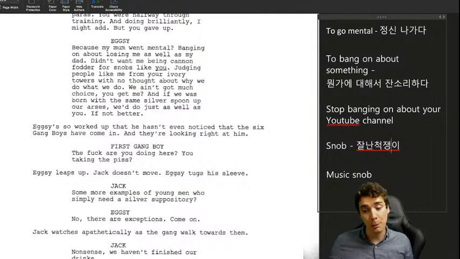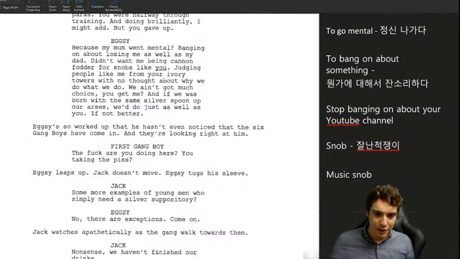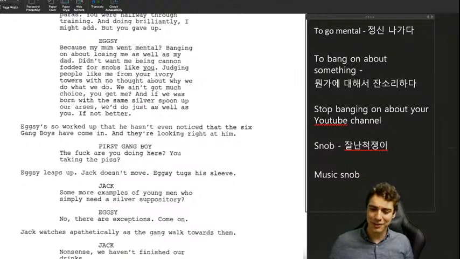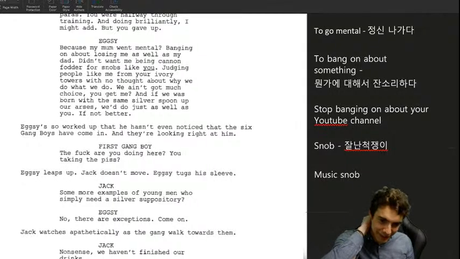You might be a film snob. Yeah. So snob is a good word to use, it's used quite a lot. Cannon fodder. Oh god, what is cannon in Korean?